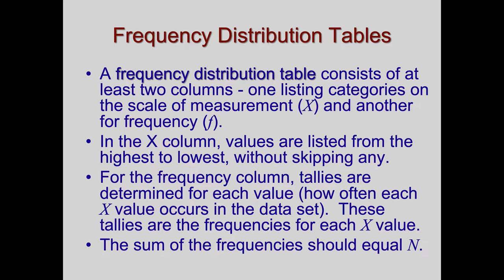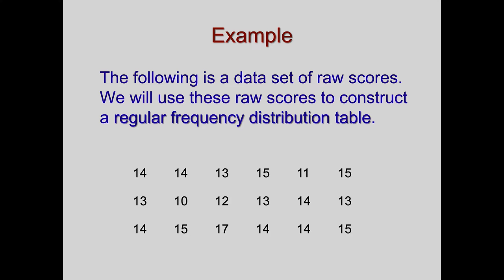So that means if you have a zero frequency, you can't skip them. For the frequency column, tallies are determined for each value, how often each X occurs in the data set. These tallies add up to the frequencies for each X value, and the sum of the frequencies should equal N. N is the total number of people in question or in the survey.